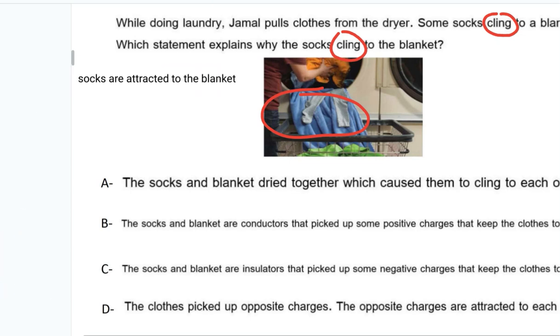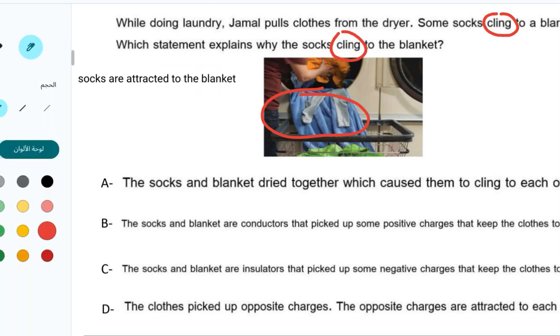So let's now take a minute to think and process. What do we know about attraction? We know that opposites attract. So let's skim and scan and see where we see something about opposite. Here. We can see the clothes picked up opposite charges, so that's true. Opposite charges are attracted. That is also true. Let's just go back and make sure that our choice is correct.